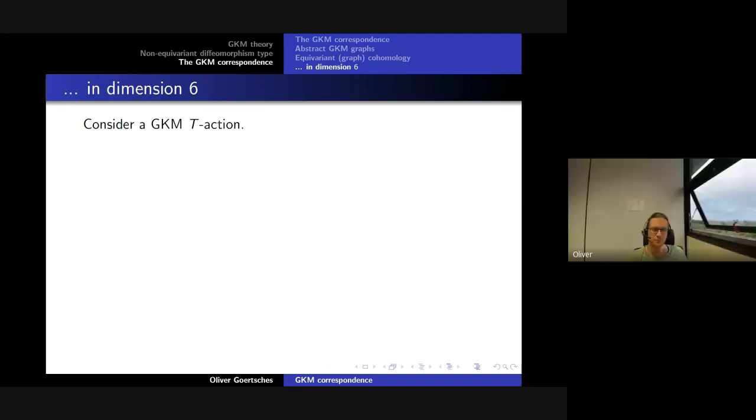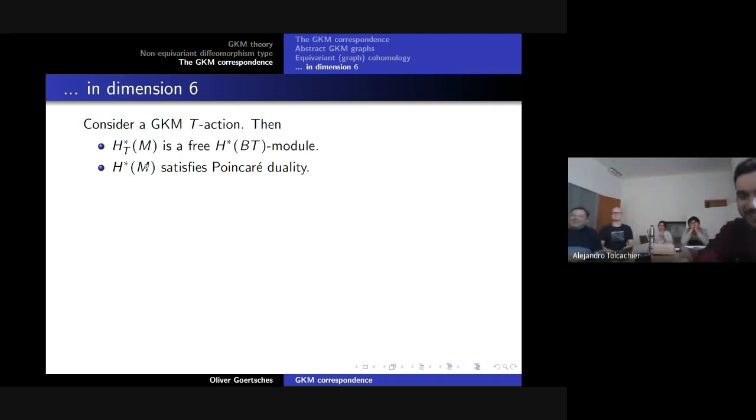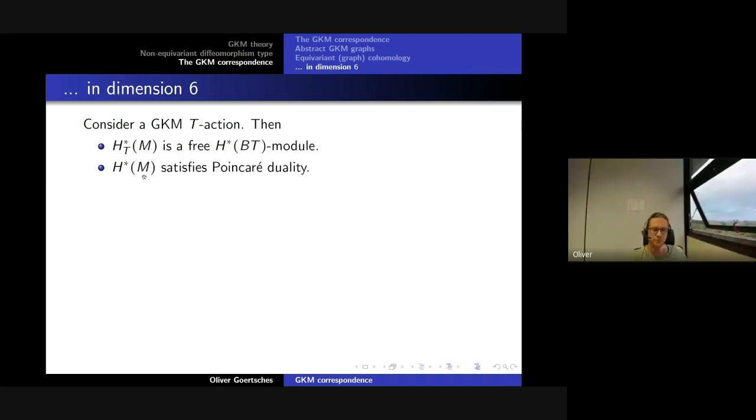Okay, so now we restrict again to dimension 6, and we ask if the diffeomorphism classification from before can be improved. We note that there are two necessary conditions on my graph that it needs to satisfy, otherwise it cannot be realized, because my equivariant cohomology is always a free module. This is, again, something that follows from this assumption that the odd cohomology vanishes. And because my manifold is assumed to be orientable, my cohomology satisfies Poincare duality.